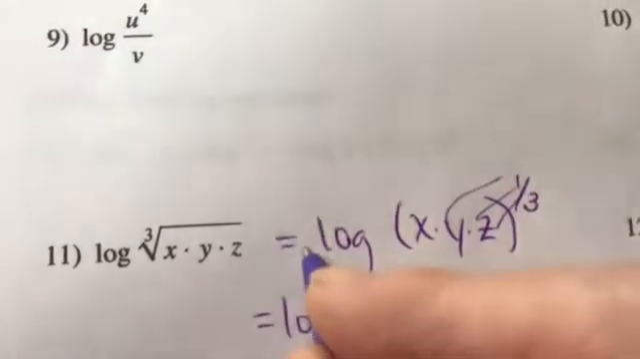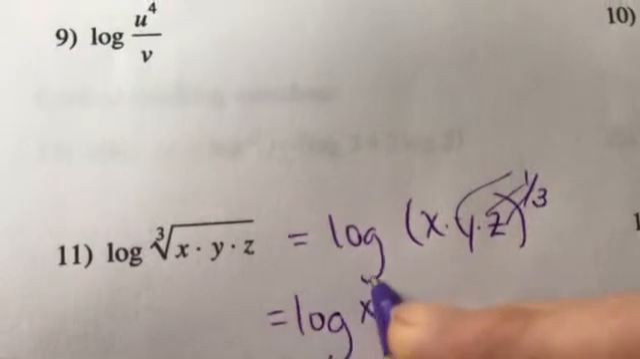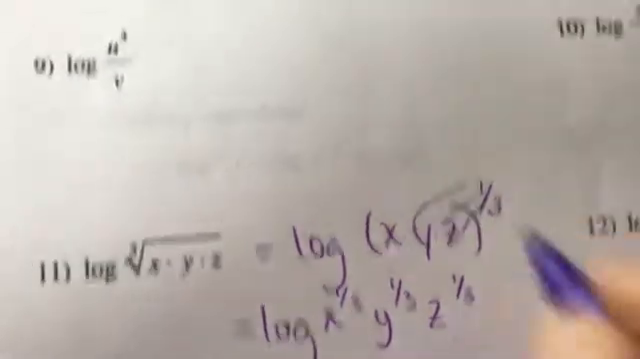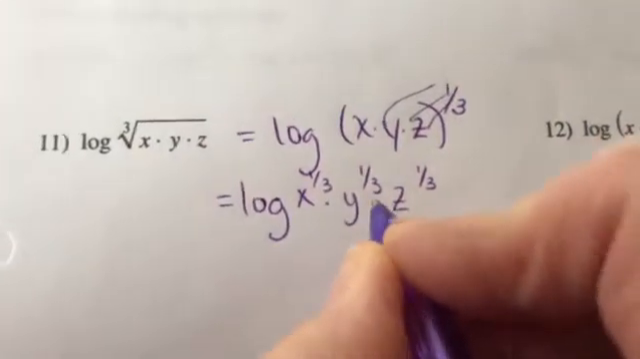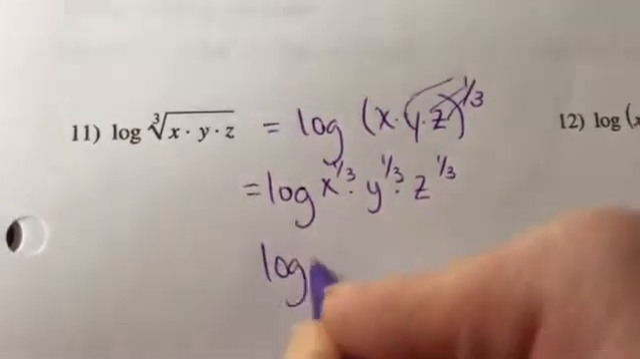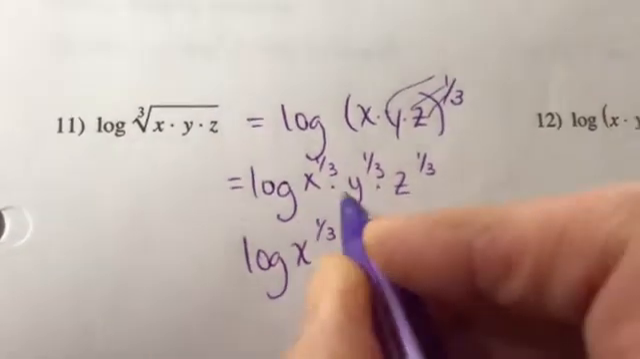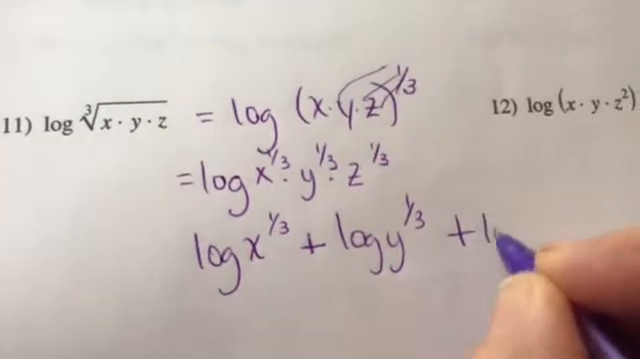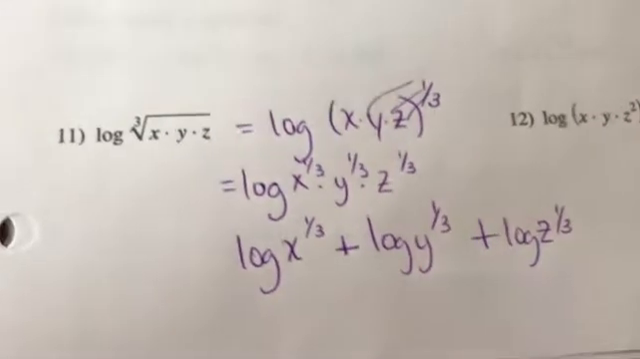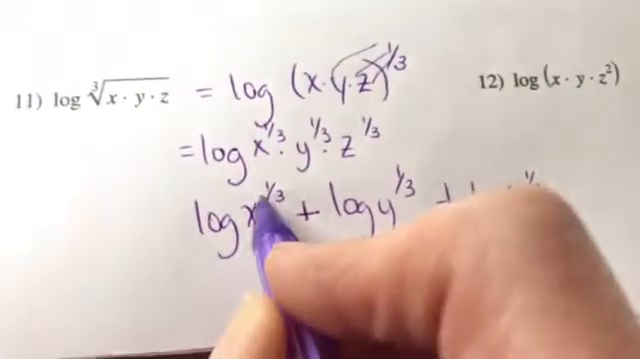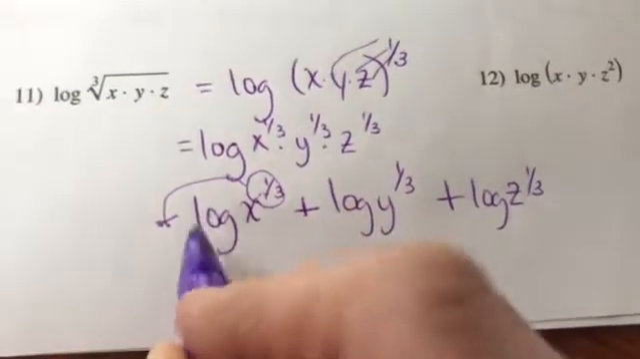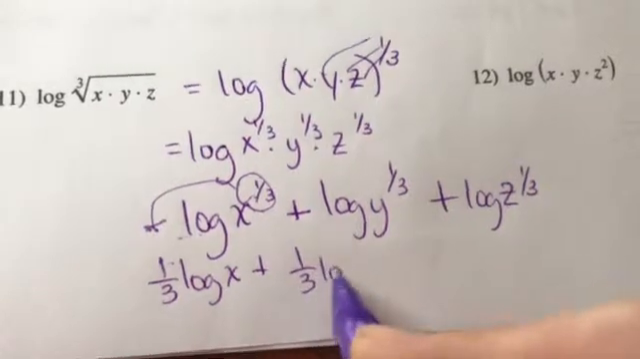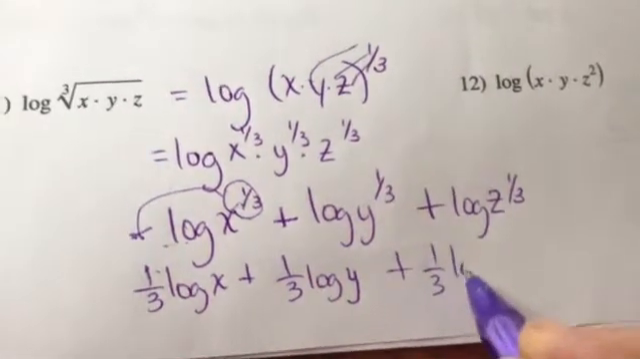Everything in here is to the 1/3. So again, you could go ahead and put the 1/3 out front, or you can go ahead and give the 1/3 to everything inside. So I just kind of put it in towards everything in the inside is to the 1/3 power. Now these are being multiplied, so when I expand it, it's going to look like this. The log of x to the 1/3 plus, because when you multiply, you expand by adding, the log of y to the 1/3 plus log of z to the 1/3. Now, I don't care if you do all this at one step, but remember these exponents need to be written in front of the log. So my final answer is 1/3 log of x plus 1/3 log of y plus 1/3 log of z.